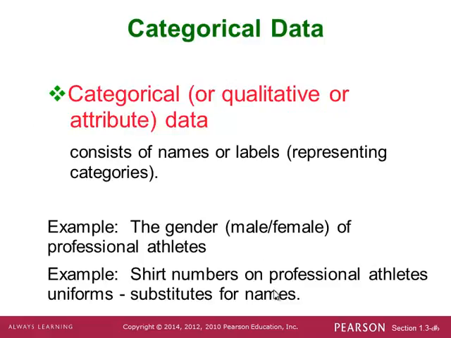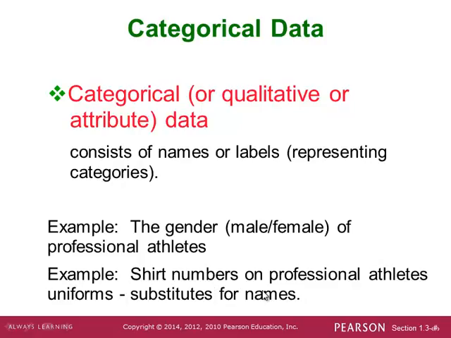Okay, so it's just numerical in nature. The other type here is categorical, otherwise known as qualitative data or attribute data. Now we're talking about names, labels, so for example, colors, sizes, preferences, whatever, genders, shirt numbers.